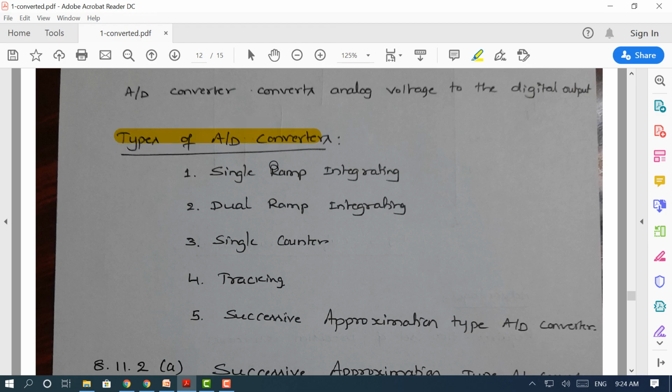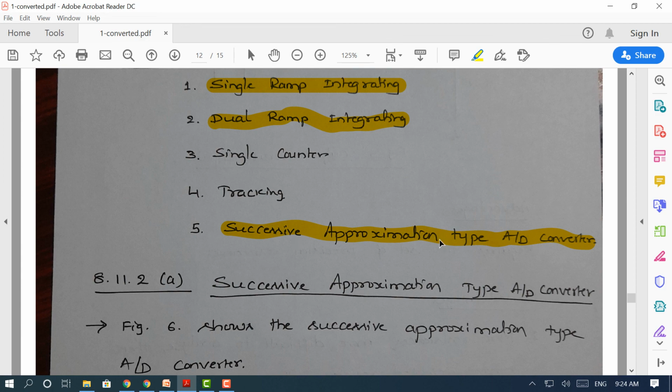A couple of them we have mentioned here. Single ramp type, single ramp integrating type analog to digital converter, dual ramp type analog to digital converter, single counter based, tracking based, and finally the very important one that we are going to discuss in today's class, the successive approximation type A to D converter. Okay, so these are the 5 types of A to D converters seen in the literature. However, in our syllabus we have only the successive approximation type A to D converter. Let's try to understand how it works.